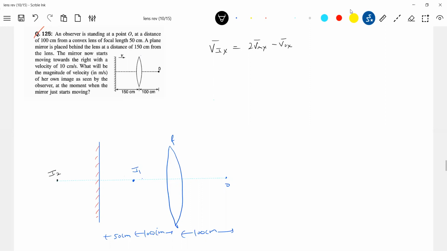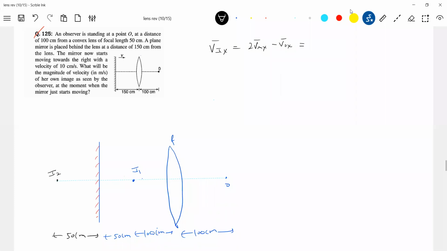No, no, what will be the magnitude of velocity of our own image as seen by the observer? Lens is not the image. The person is standing and is going to see what is his velocity. I think that's the meaning of the question. Velocity of lens, what is the need of that? No use. Straight away, we'll stick to this formula: Vix equals Vmx minus Vox.